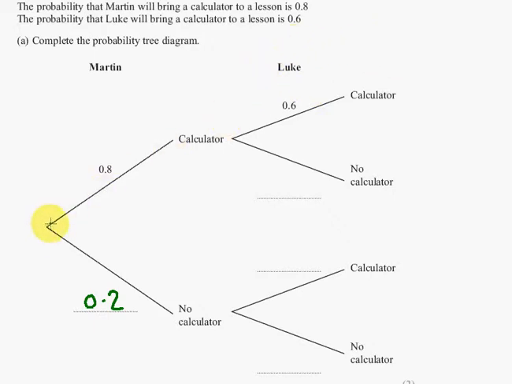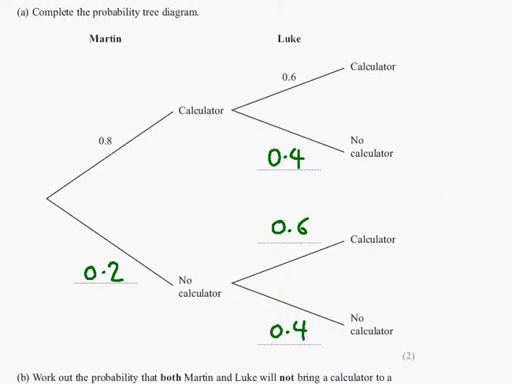Now it's Luke's turn. Okay, now if Martin brings a calculator, the probability that Luke will bring a calculator is 0.6. Therefore, if he doesn't bring a calculator, that's going to be 1 minus 0.6, as they have to add up to 1. So that's 0.4. And it's going to be the same here. If Martin doesn't bring a calculator, Luke has the same probabilities of bringing a calculator and not bringing a calculator. Okay, so I have completed the probability tree there.